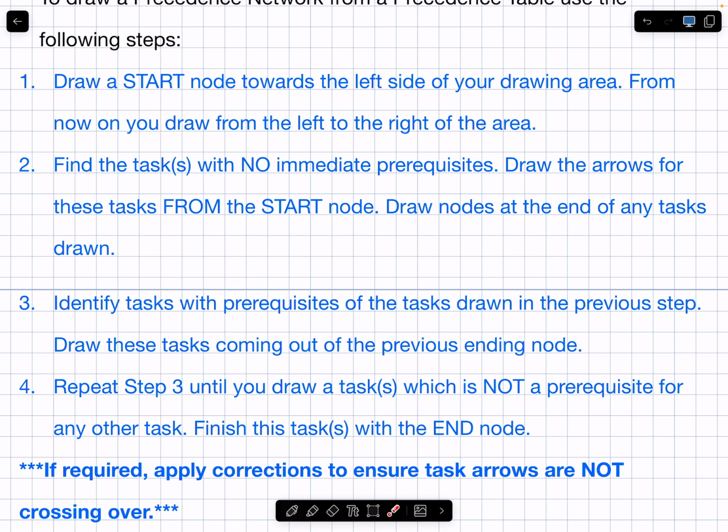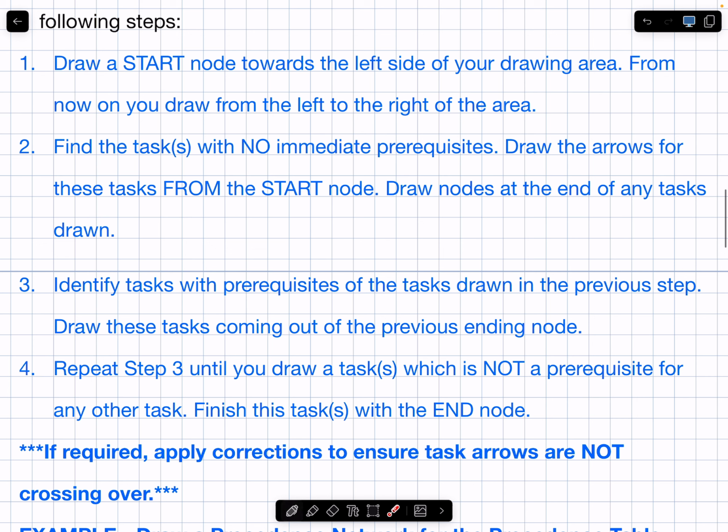So after you've done step 1, all you've done is put a dot that says start over it. What is step 2? Step 2, you find the tasks or task that has no prerequisites. So that's the dashes in the table. You find the task with no immediate prerequisites, you draw those arrows coming out of the start node. And once you've drawn those arrows, you put nodes at the end of them as well. So step 1, you draw a start node. Step 2, anything that has no prerequisites, you draw it coming out of the start.